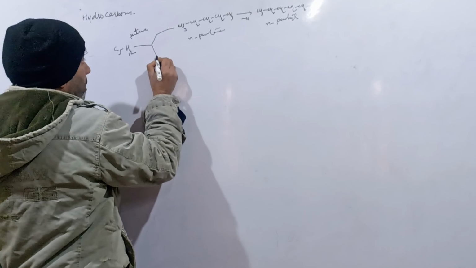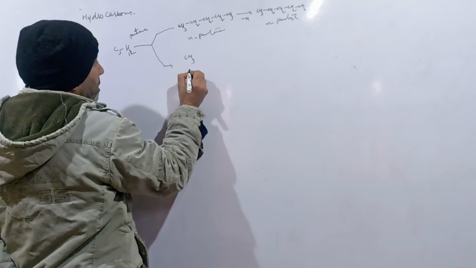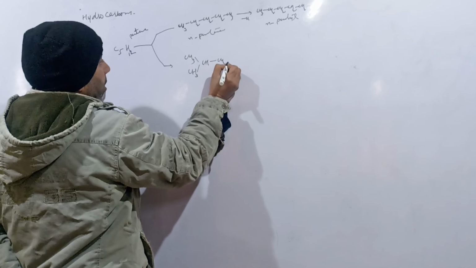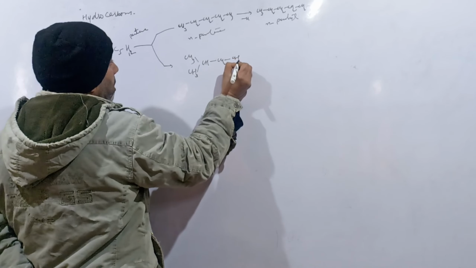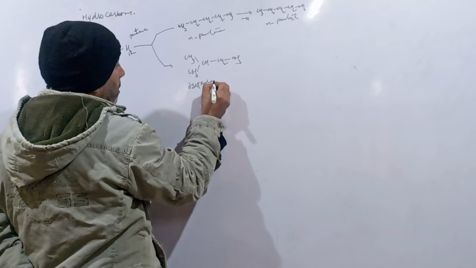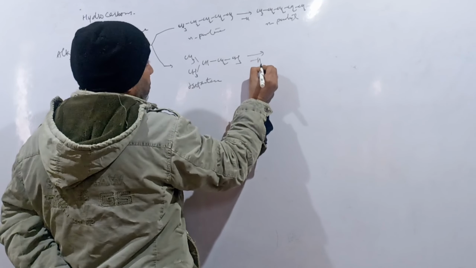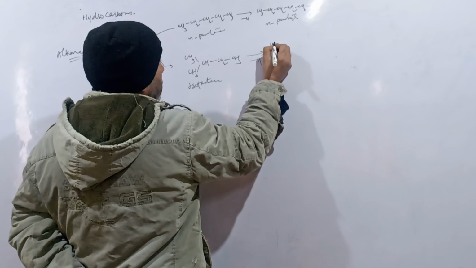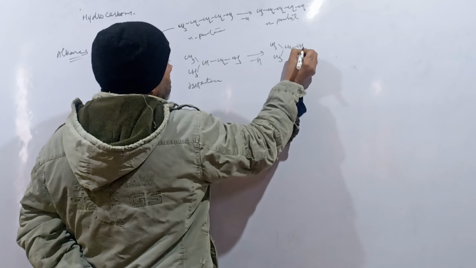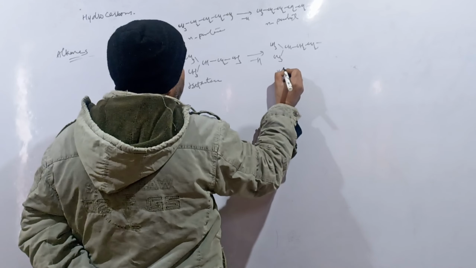In another way, pentane can be represented like this: CH3, CH3, isopropyl, and then the other two carbon atoms in the horizontal line. This will become isopentane. We subtract the hydrogen atom from this, and it becomes CH3, CH3, CH, CH2, CH2 with a single bond, and this will be called isopentyl.